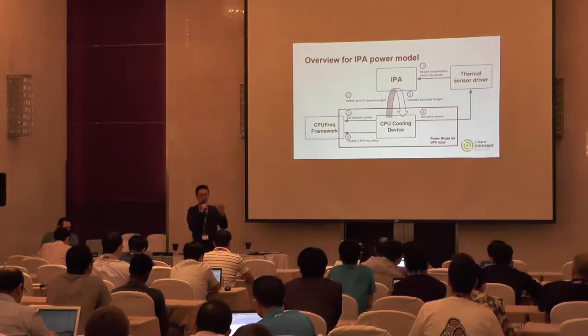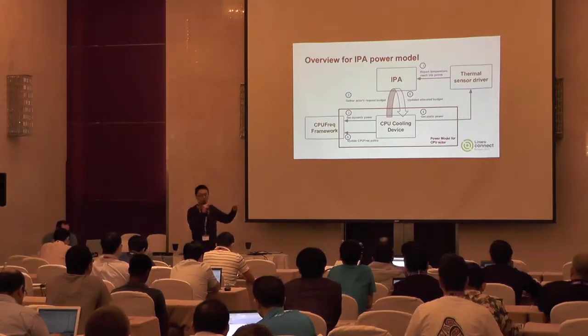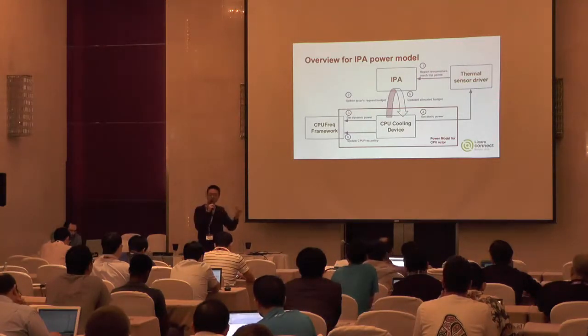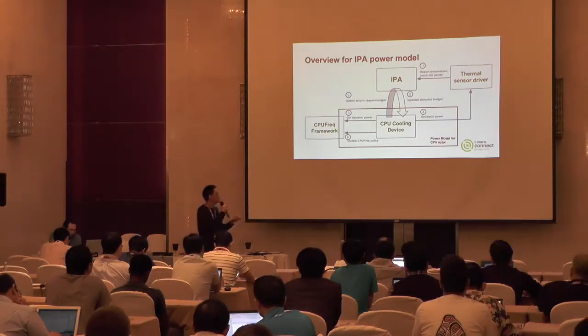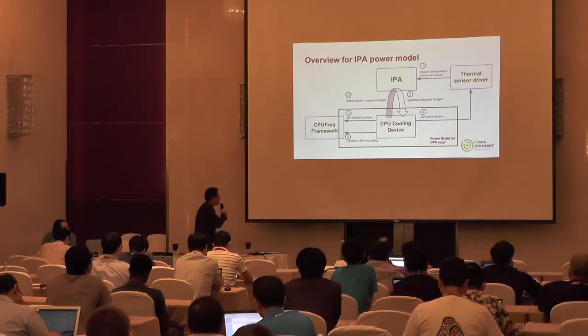So for the CMO framework, they use the power data. But in the CPU cooling device and the CPU framework, they need to convert the power data to a specific P-state. So here is a different way; the general information is different from the EAS.